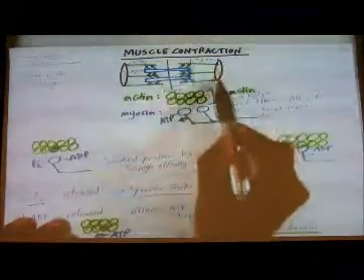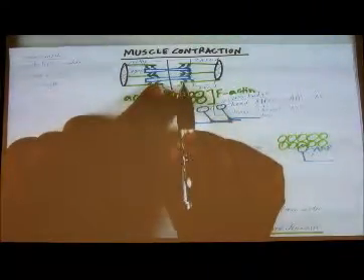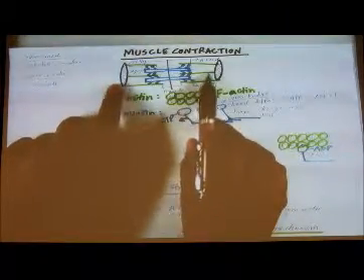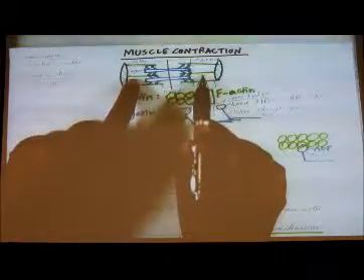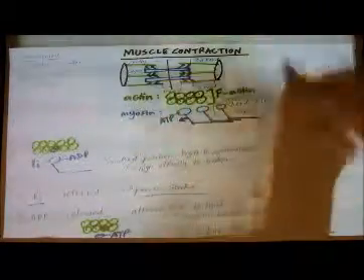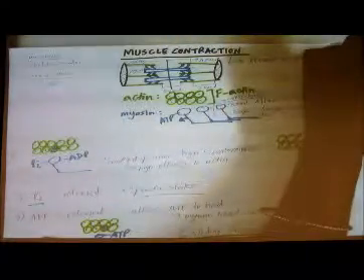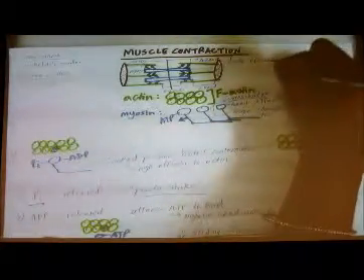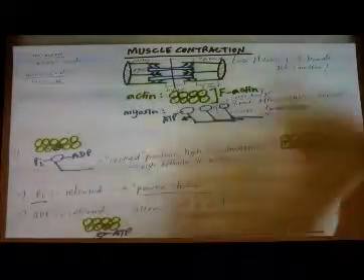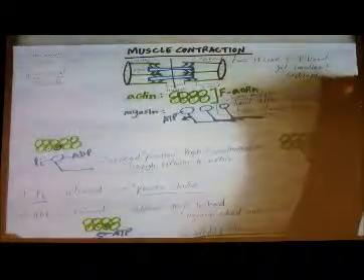So if you imagine the Z lines or the dense bodies coming closer together, this H zone would get smaller as it comes closer. And the I band would get smaller because more of this green actin would overlap with the blue thick myosin filament. So during contraction, the H zone and the I bands get smaller. They can also actually disappear as the sliding filament mechanism continues.